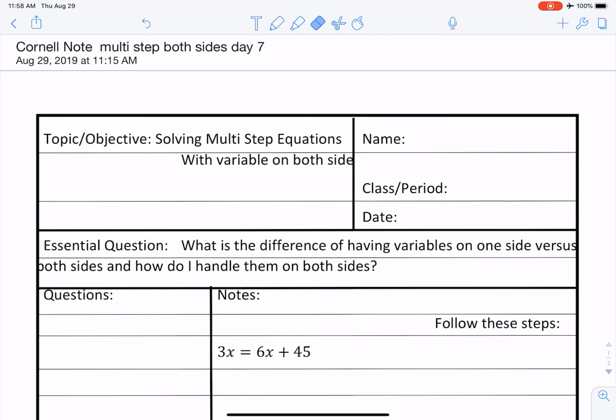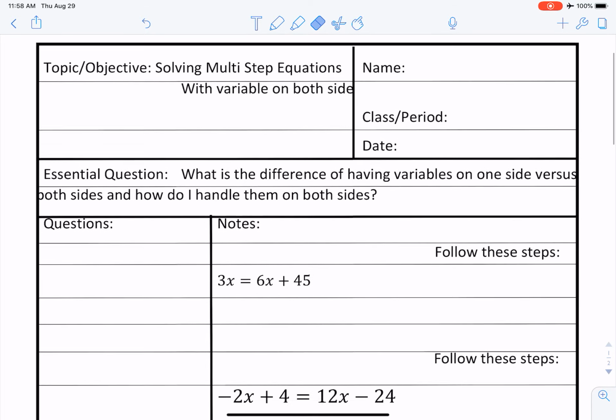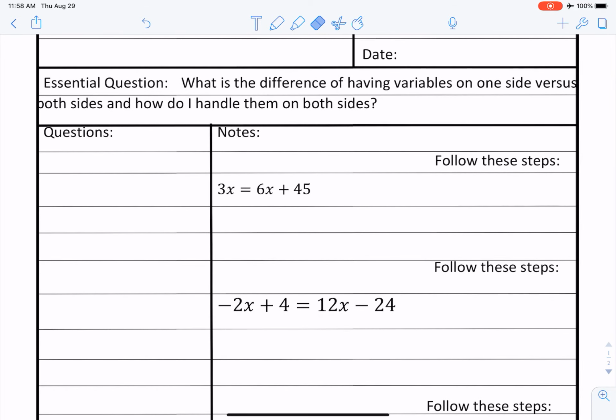Okay, so today's essential question is, what is the difference between having variables on one side versus both sides, and how do I handle them on both sides? Just like before, if you have any questions, make sure you write them down on the left-hand side so that you can come back and ask your teacher for any help or clarification. Okay, so let's get started.